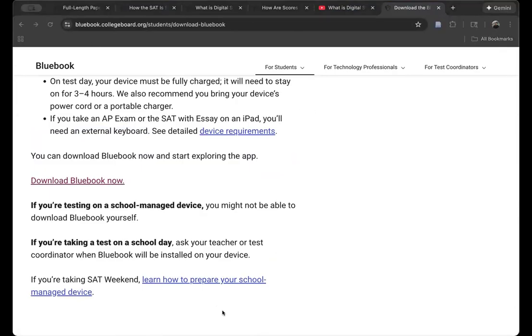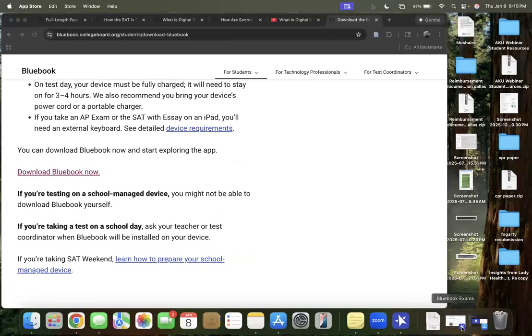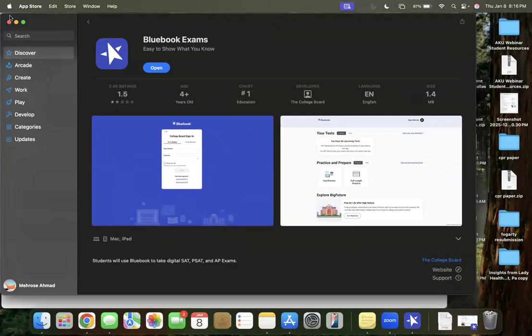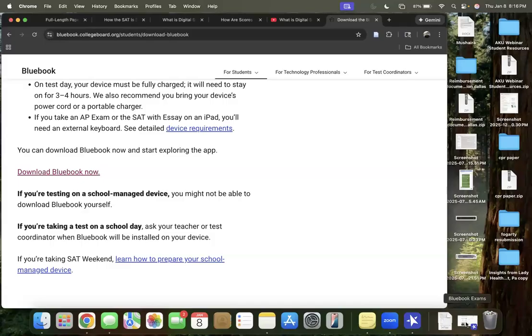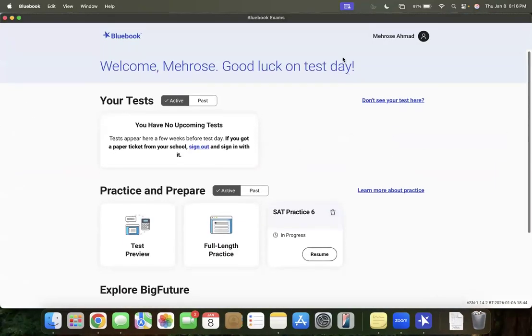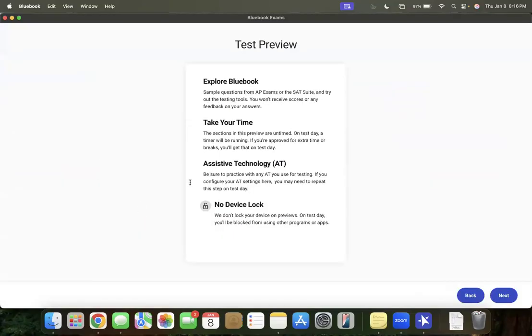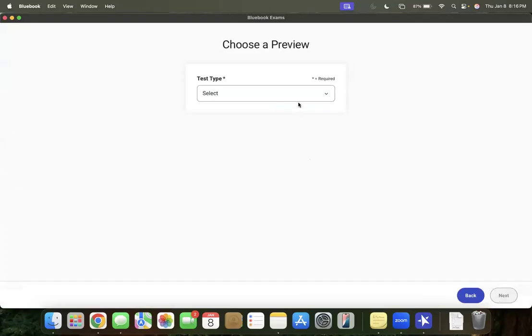So I'm actually going to start now sharing my entire screen. It's available through the App Store. I was able to find the Blue Book app and I downloaded it. And this is what the app looks like. You need to enter in your information and you have the ability to do practice tests. Now, you also are able to do a test preview as well. So let's go through a test preview.